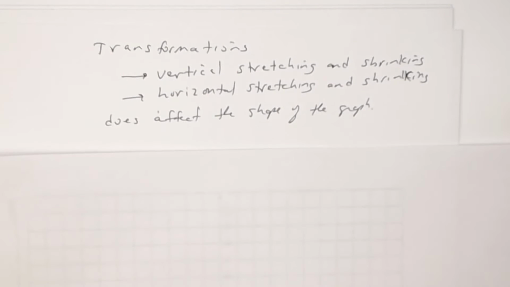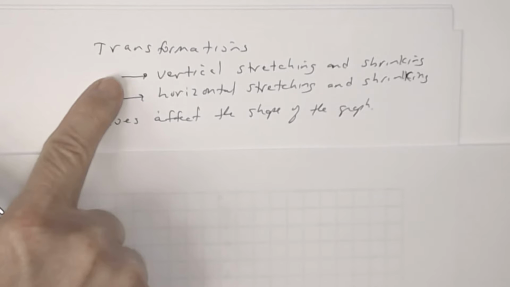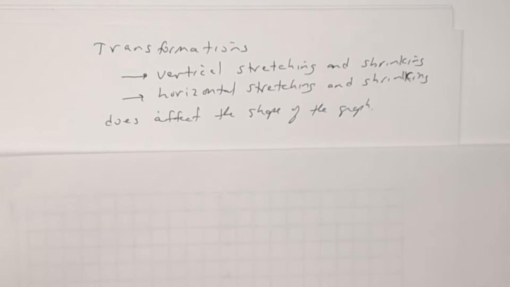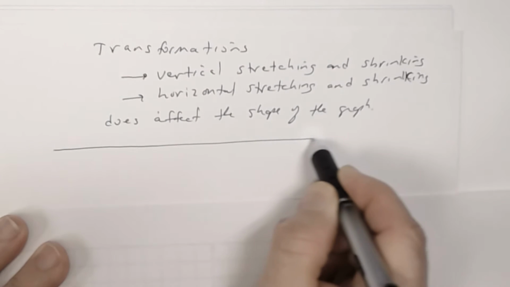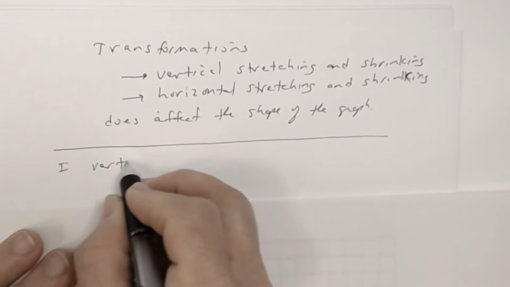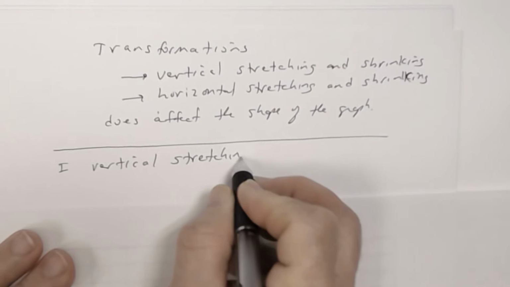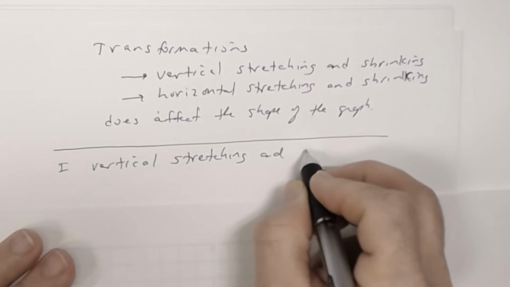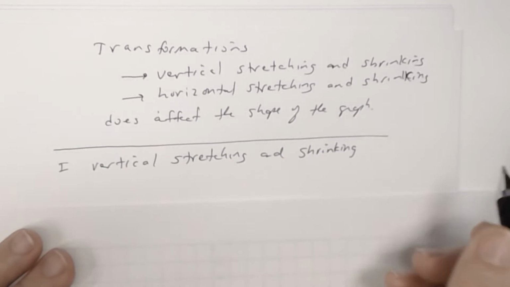Okay, so the first thing we're going to do is talk about that first arrow right here. We're going to look at vertical stretching and shrinking. So that's going to be the first thing we study. So what exactly do we mean by vertical stretching and vertical shrinking?